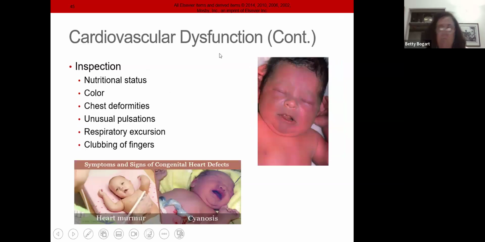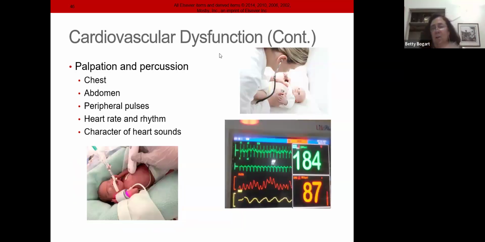So when we look at a newborn or a child that's going into the cardiac ICU, we're always going to look at nutritional status. Are they eating? Are they gaining weight? What's their color? Do they turn blue when they're eating? All of these things. Chest deformities, murmurs. How are they breathing? As they get older, not at birth, it takes a while, you'll see clubbing of the fingers. And I have a picture of that later on. I'll show you that.